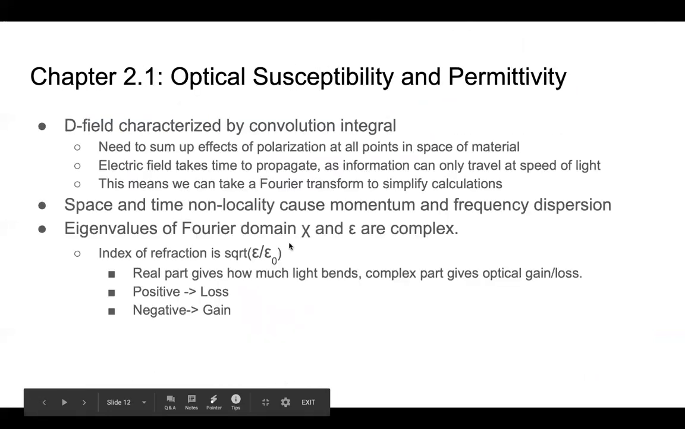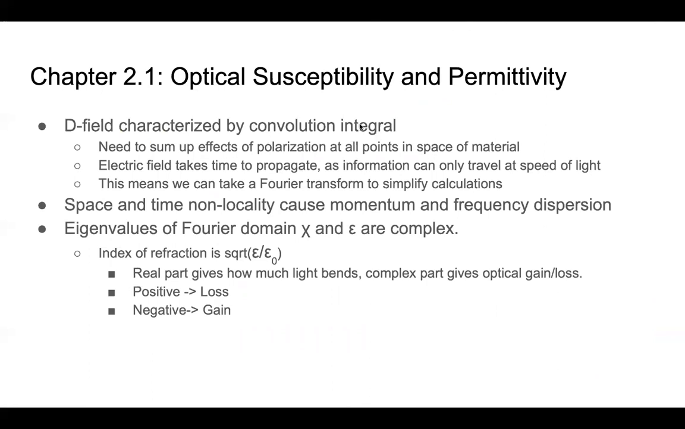Okay. So the D field is characterized by a convolution integral. You need to sum up the effects of polarization at all points in space in the material. So that's basically like an integral, right? Like if you have a curve, you take a bunch of small rectangles. It's kind of the same idea. An electric field takes time to propagate, as all information can only travel at the speed of light. And so you need a convolution with time as well, which means you can just take a Fourier transform if you want to simplify calculations.